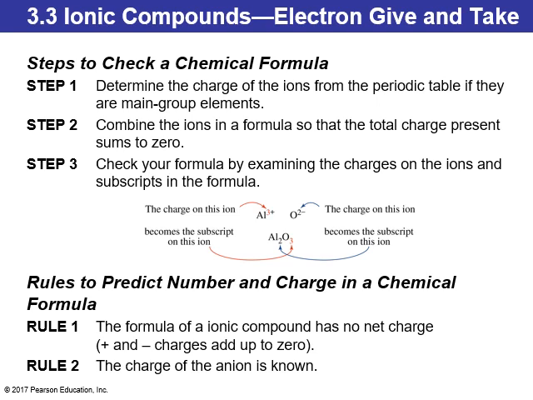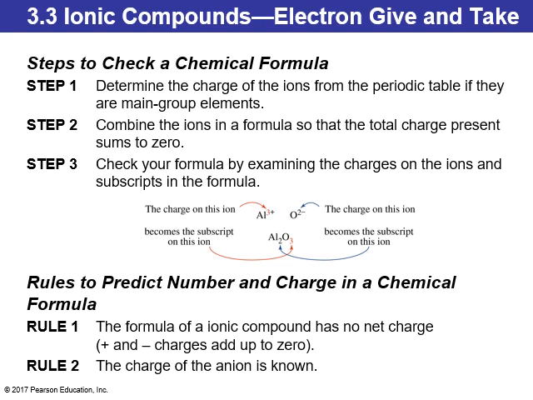Oxygen is always going to take on a -2 charge because it's in group 6 of the periodic table of the elements. So one thing we can do is just flip the numbers around and put them in subscript. We can take that 3 and put it on the oxygen, take that 2 and put it on the aluminum, and the math will work out.